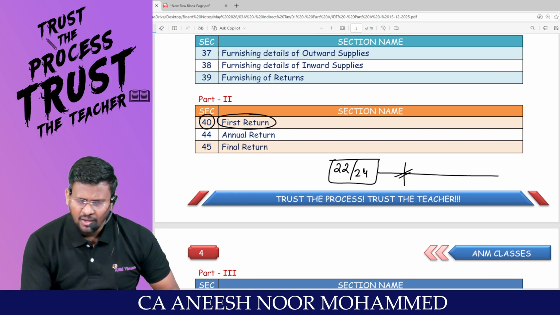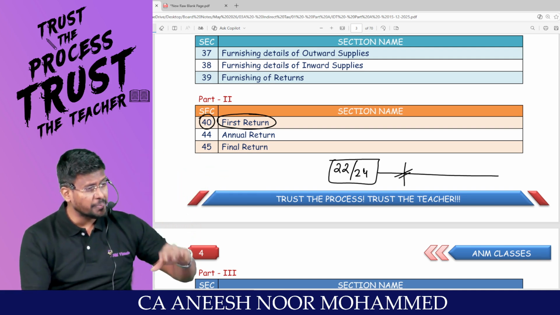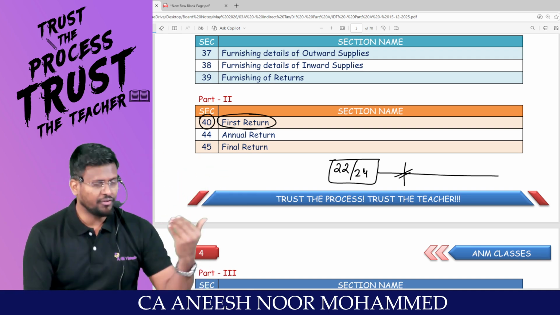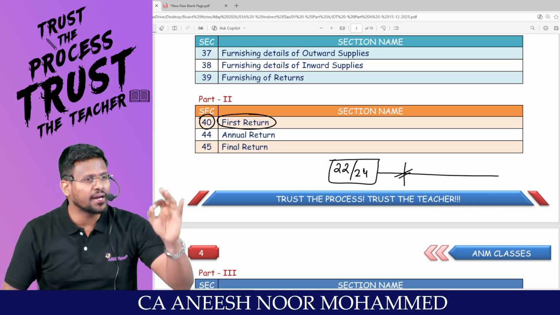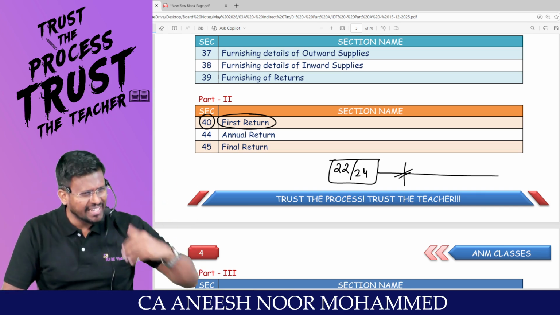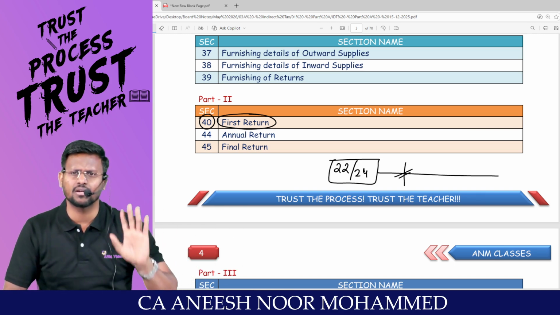So section 40 is talking about the speciality of the first return. What and all items should be there in the first return? What are the peculiarities of the first return? What details should you provide to the government in the first return?